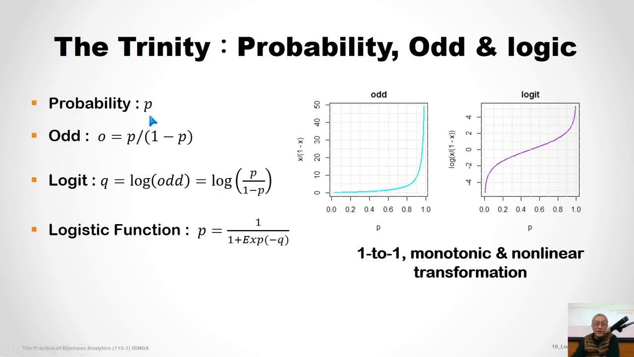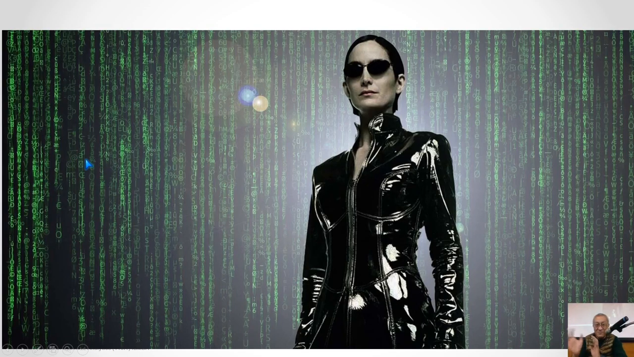As long as you know P, you can very easily calculate the odds, and you can very easily calculate the logit. And vice versa. If you know the odds, you can calculate P. If you know the logit, you can use this function to transfer the logit back into P. I will spell out the mathematics. It's actually very easy mathematics. So they can transfer to each other, because they are one-to-one monotonic. They are the trinity of probability.